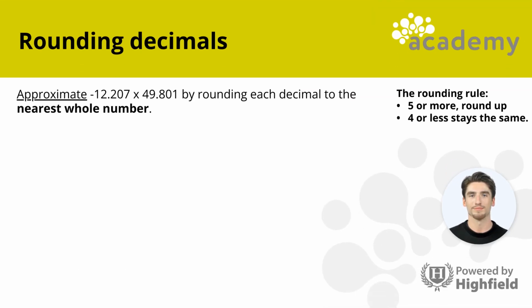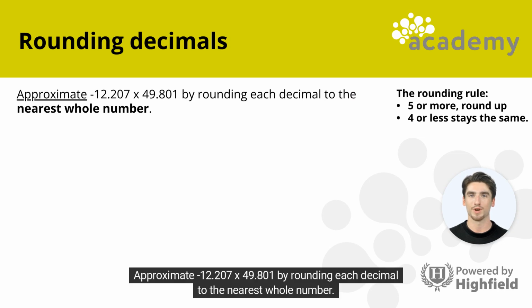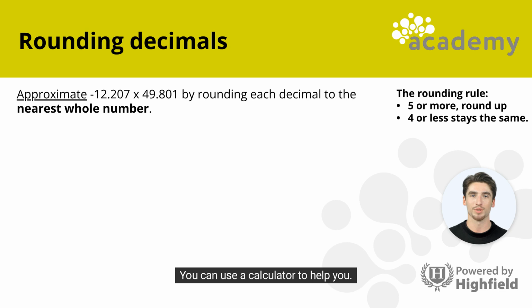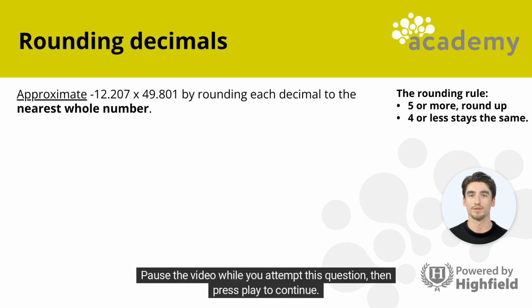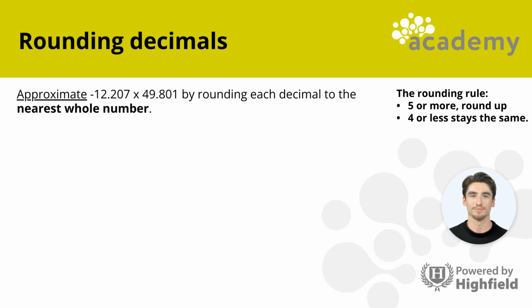Now it's your turn. Approximate minus 12.207 multiplied by 49.801 by rounding each decimal to the nearest whole number. You can use a calculator to help you. Pause the video while you attempt this question, then press play to continue.